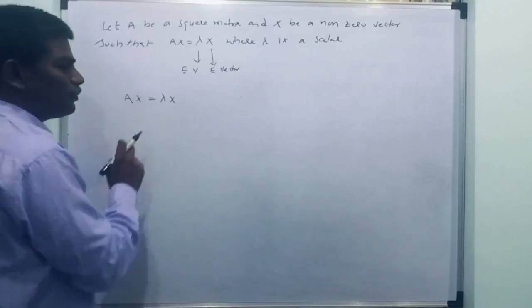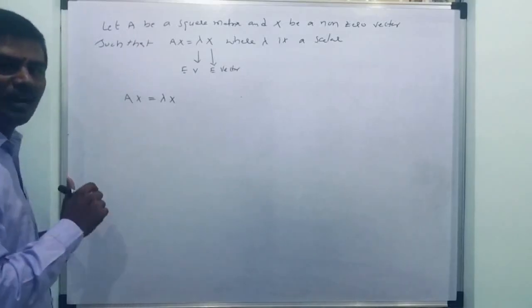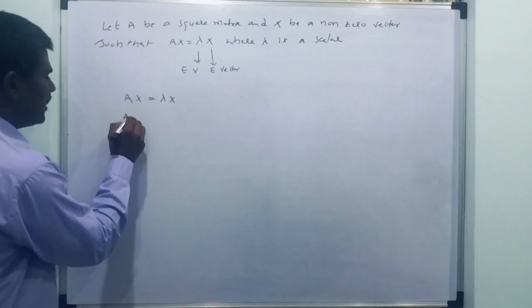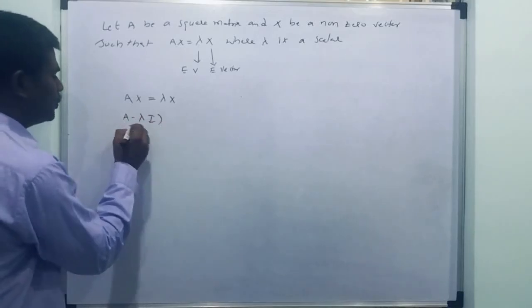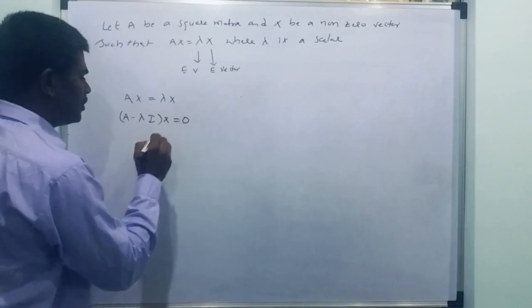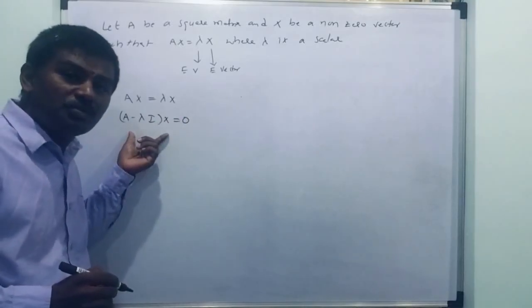If Ax is equal to lambda x, take this lambda x to the left hand side, then this becomes (A minus lambda I) into x equal to 0. This is a homogeneous system of equations.